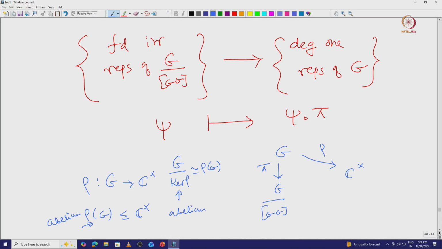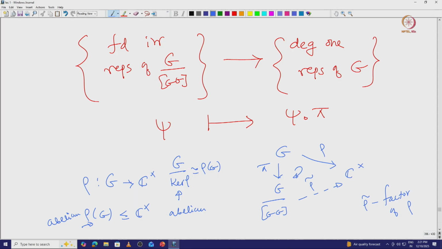And now, since kernel rho is a normal subgroup of G whose corresponding quotient is abelian, that means this kernel rho actually contains the commutator subgroup. So, this map rho factors through this quotient G modulo bracket GG. Then you will be able to define this rho tilde, which is the factor of rho. This is possible because the kernel actually contains bracket GG, so that this diagram actually commutes.